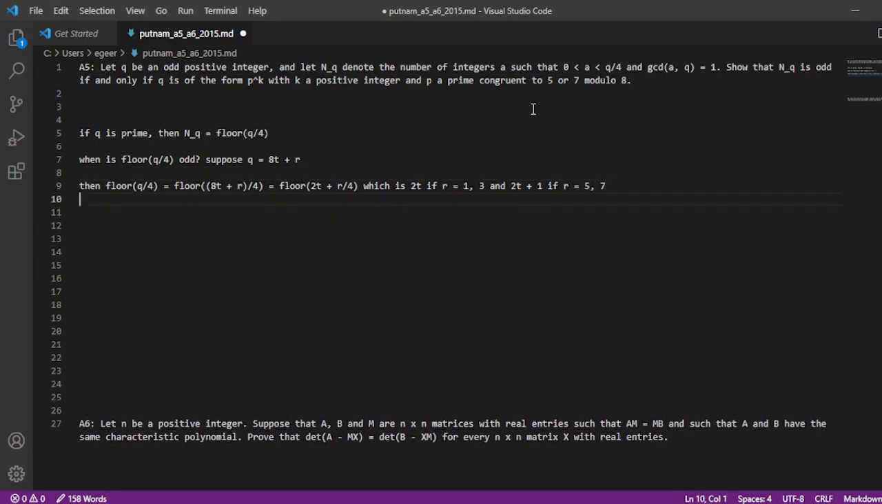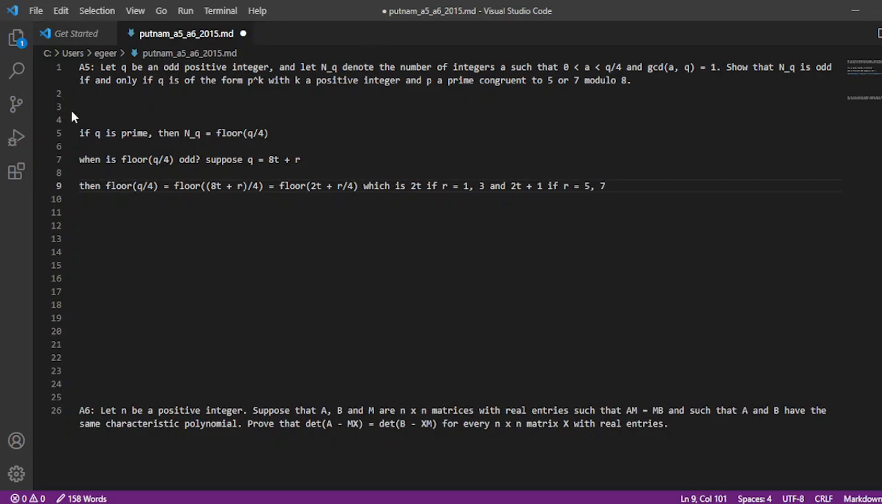So basically, if Q is prime, then we can prove this. Like if you know that Q is prime, then it has to be of this form. So the general argument, I assume, looks something like this. But it's a bit tricky to formalize it.